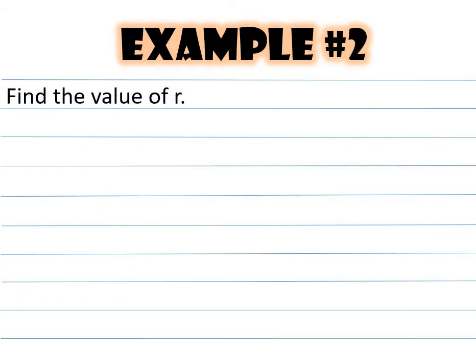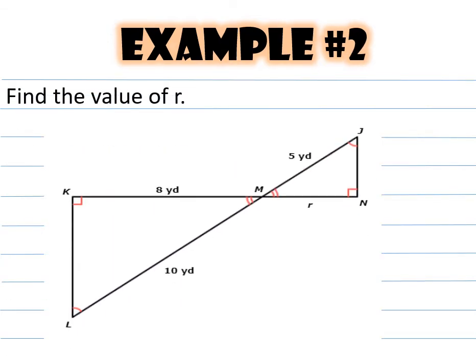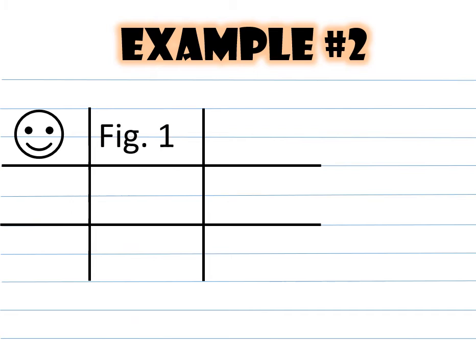Example number 2. Find the value of r. So we've got two similar triangles. We have a diagonal of 10 yards, a base of 8 yards. We have a base of r and a diagonal of 5 yards. We're going to set up a tic-tac-toe board to solve this problem. So we're going to write down figure 1 and figure 2, but instead of putting base and height, we're going to say diagonal and base.